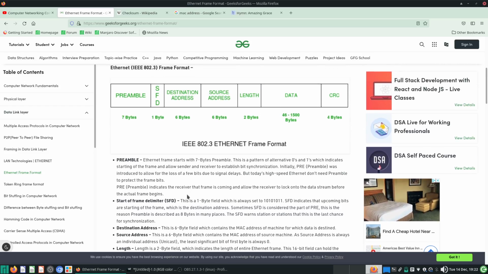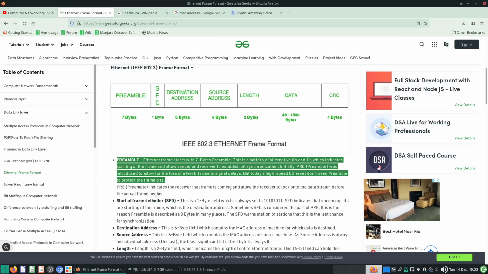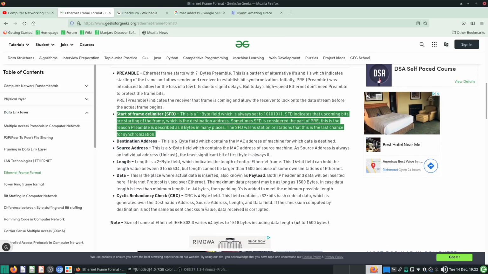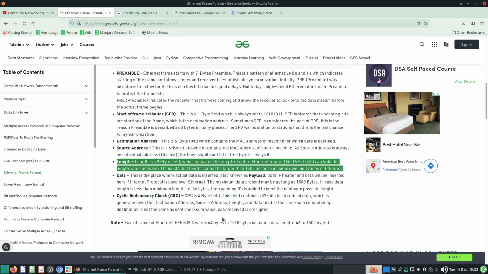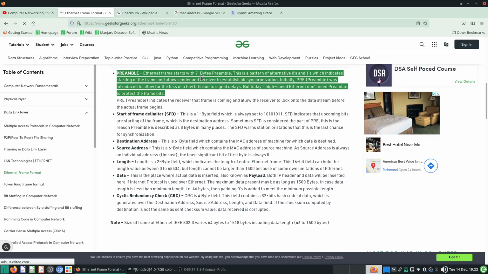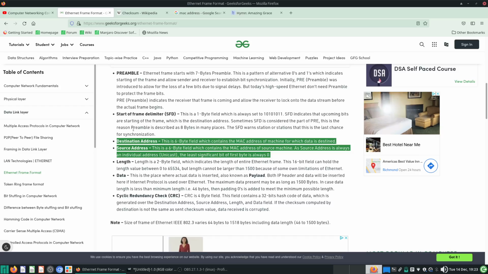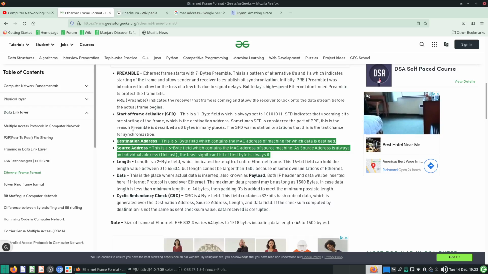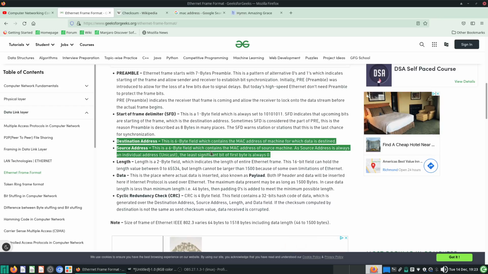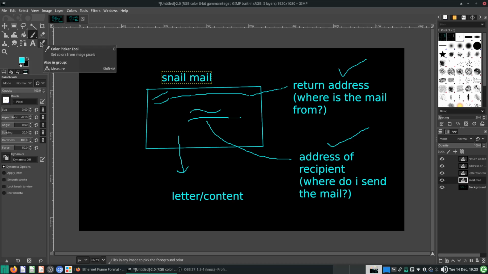Now, why do you need a preamble? Why do you need this start of frame delimiter? Why do you need this cyclic redundancy check? And what is this length about? Let's go through some of the extra stuff, because source and destination address is something we already covered conceptually. It's very easy to think of it as a letter. So let's talk about the other stuff. Let's talk about the preamble.